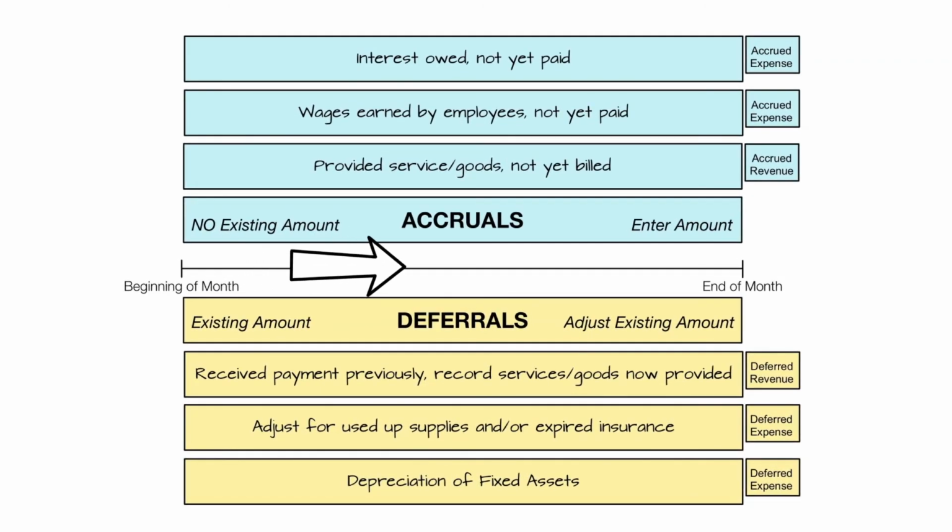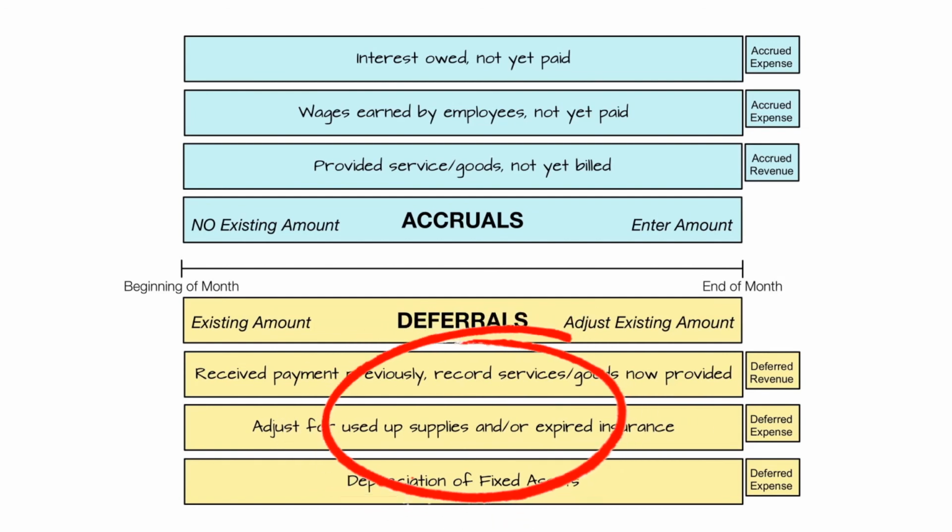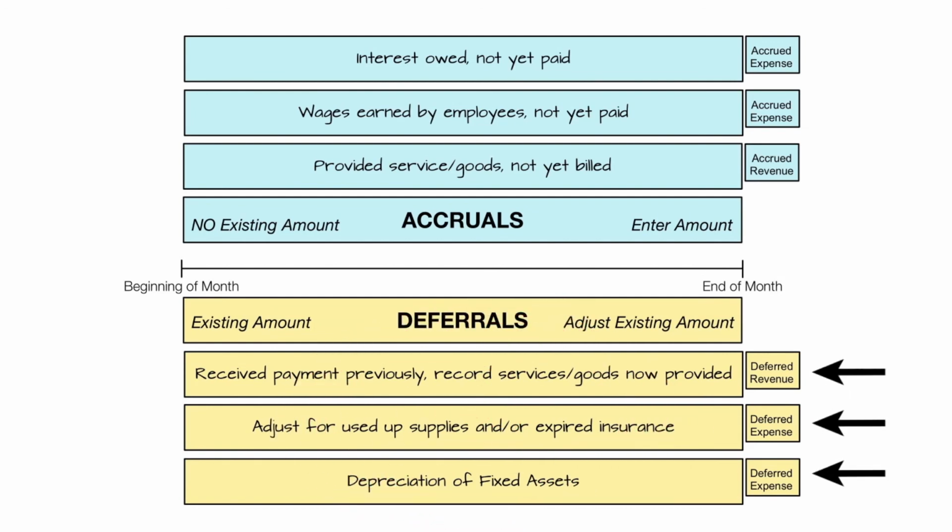Here is an overview of adjusting entries. The arrow represents the accounting period. On the bottom is deferrals. Here are examples, and these are the types of deferrals. On the top are accruals. Here are examples, and these are the types of accruals.